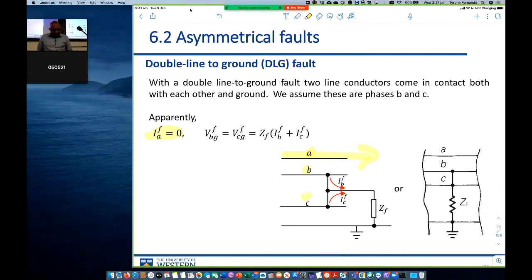What else can we say? VBG and VCG have to be the same because they are now connected, right? And it must equal the current that flows in phase B and the current that flows in phase C. They sum together and flow through ZF. So that's what we can say for this double line to ground fault.